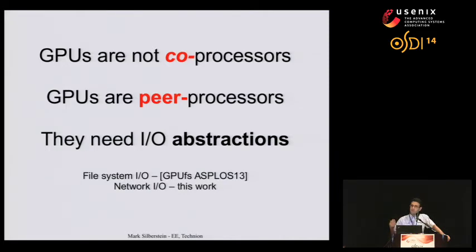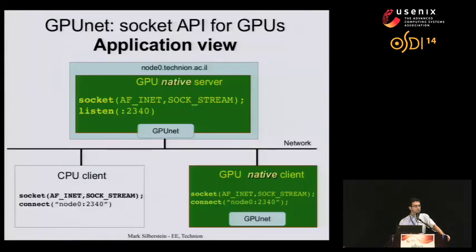And think about GPUs not as co-processors, but as peer processors. And then it becomes suddenly clear that we need to raise the level of abstraction that we are dealing with, and we really need to provide real I/O abstractions directly to GPU programs. We did that for file I/O. Now we're showing how to do that for networking. So this is the view of the system that the GPU developer would see when one wants to develop servers or networking applications on GPUs. So this is essentially the application code that you should write.